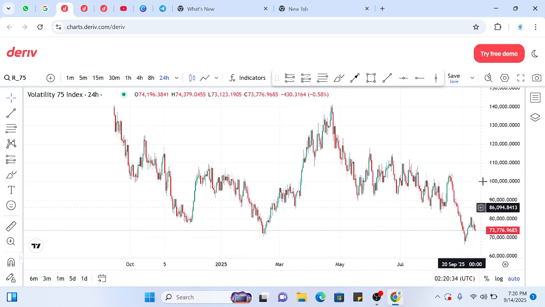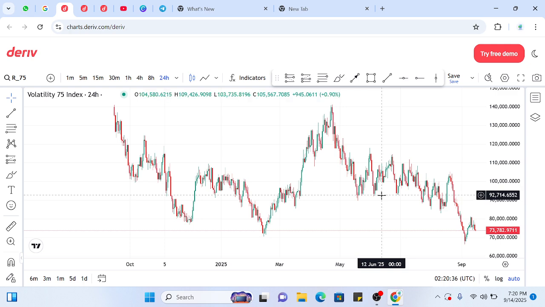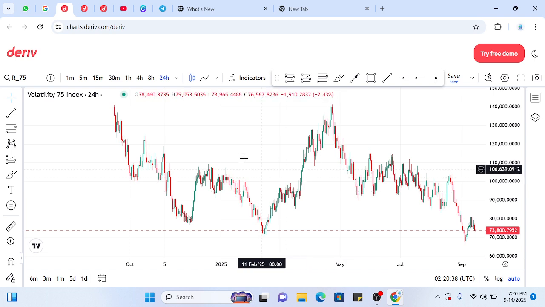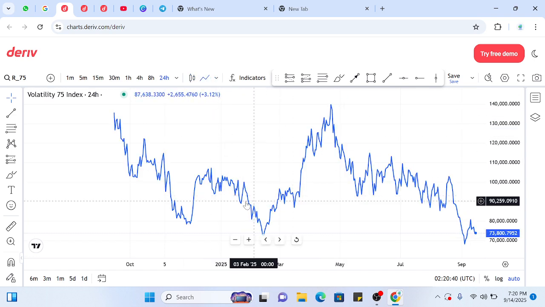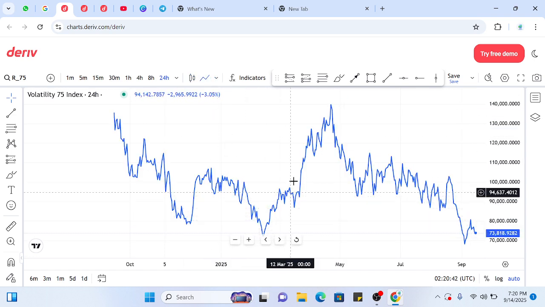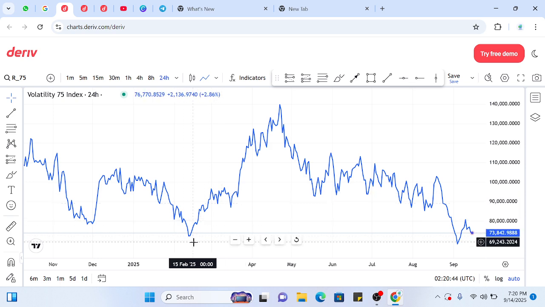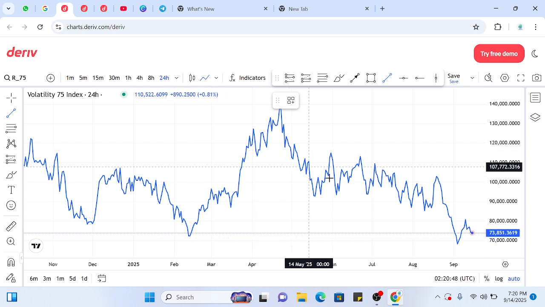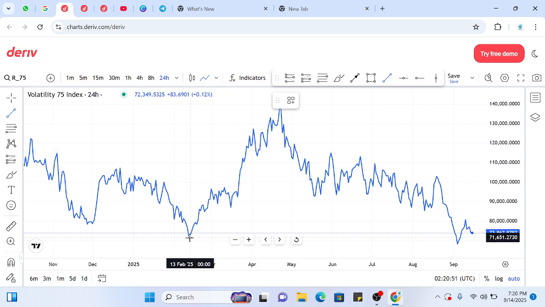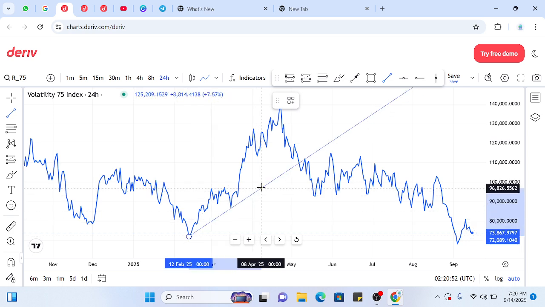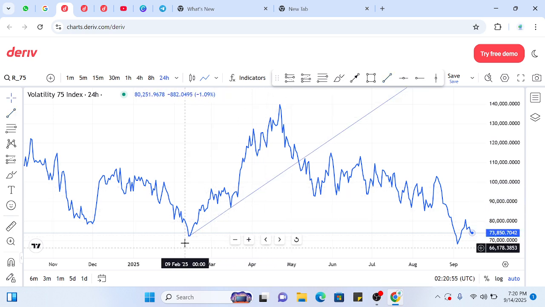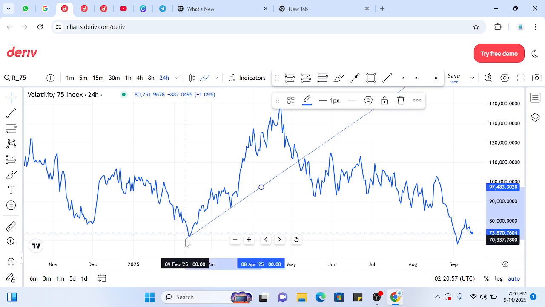One thing we can clearly see on this volatility 75 is this. We switch to the line graph, and we can clearly understand that we have a downtrend. So we'll connect our trend line from this point to this point. This is a very perfect trend line.